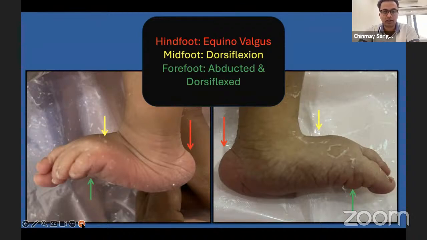His hip, spine, and upper limb examination were normal. To better assess the deformity on the opposite side, I divided the foot into 3 segments and tried to identify each segment. So in the hind foot, he has an equinovalgus. Mid foot, there was a dorsiflexion. In the forefoot, the foot is abducted and dorsiflexed. If we look at this deformity, it looks like a rocker bottom foot, which comes with congenital vertical talus.